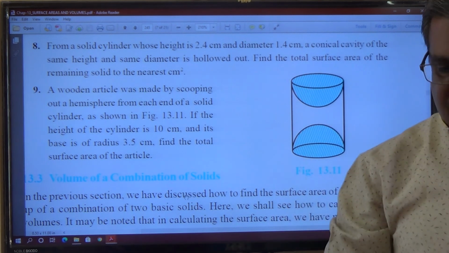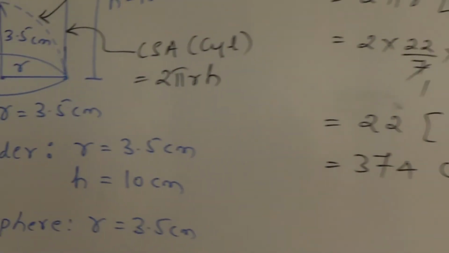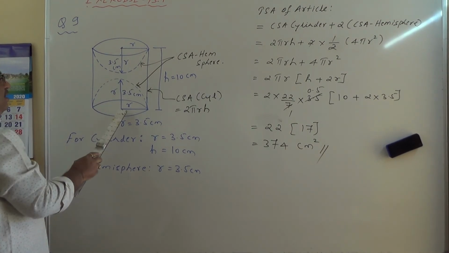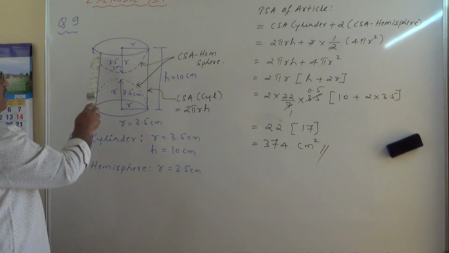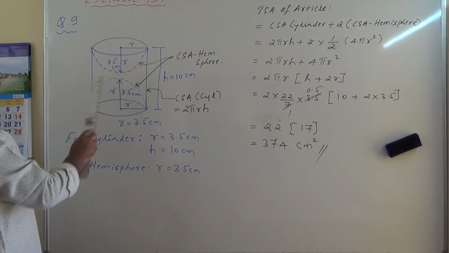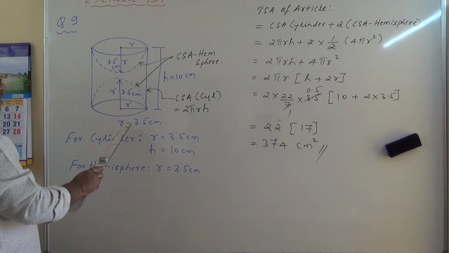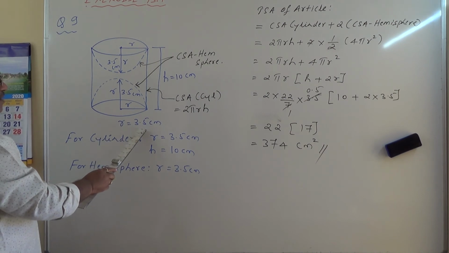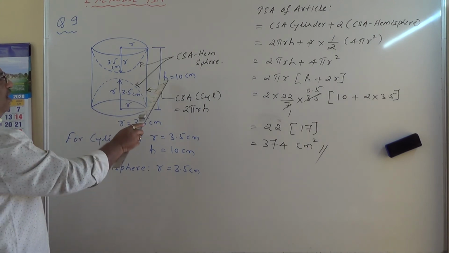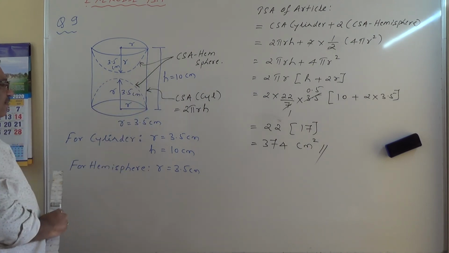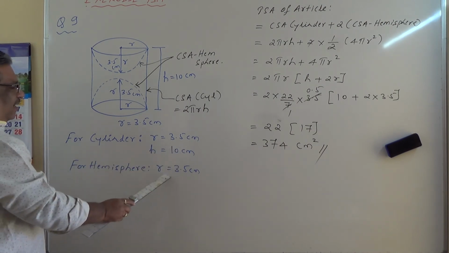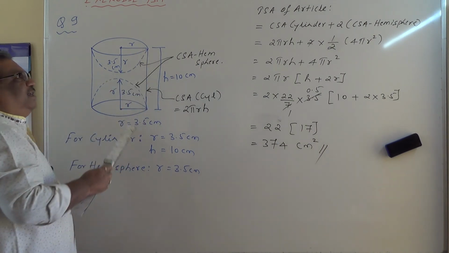So let us solve this on the board. Here this is the cylinder, at two ends hemispherical shapes have been scooped out. We have to find out the total surface area of this remaining article. Here radius of this cylinder is 3.5 centimeter, therefore radius of the hemisphere is also 3.5 centimeter and height of the cylinder is 10 centimeter. For cylinder r equals 3.5, h is 10. For hemisphere r equals 3.5. What is the total surface area of this article?